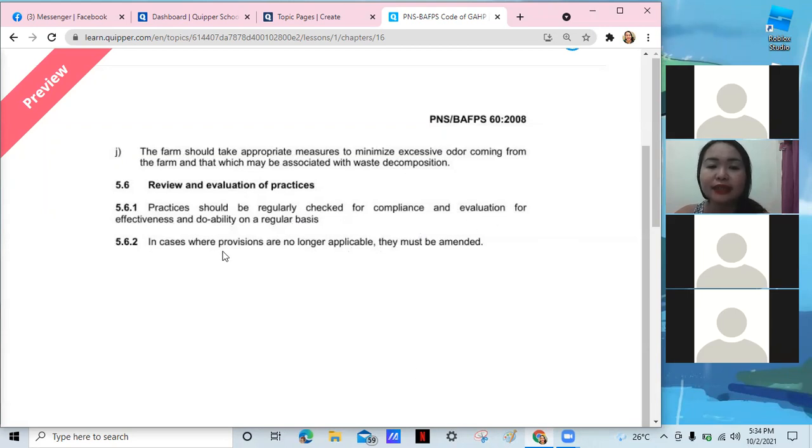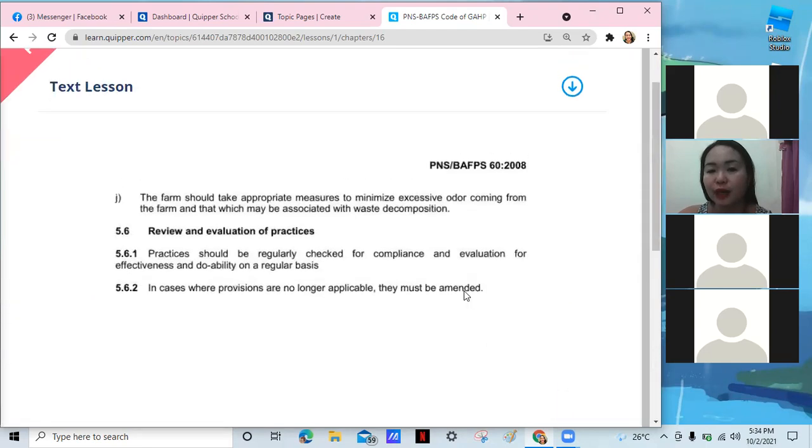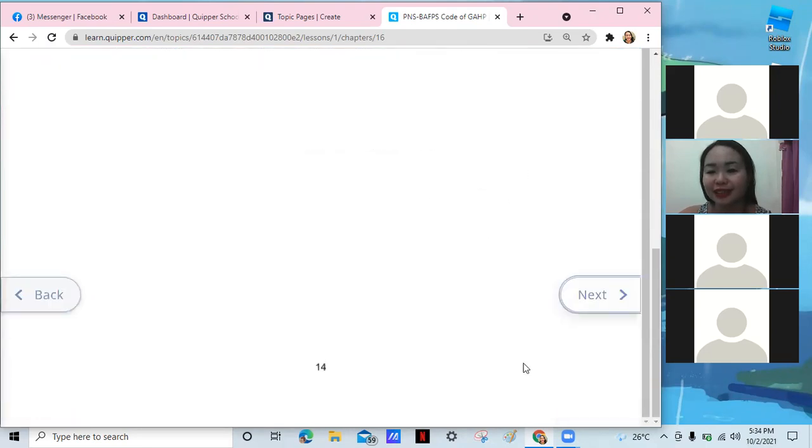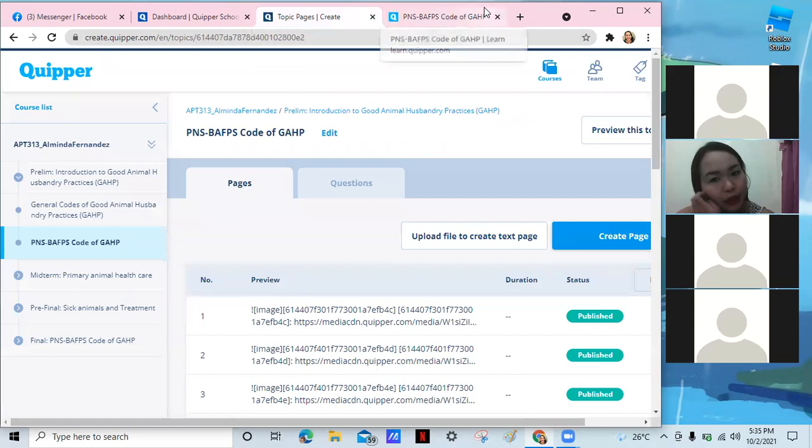So in cases also where provisions are no longer applicable, there are amendments to these. But so far, they have not released any amendments. So all of this is really the necessary measures when you do your farm, although it's not strictly enforced because they don't even have time to check it. So I guess I should leave it here and you just go back to the recorded link that I will give you.